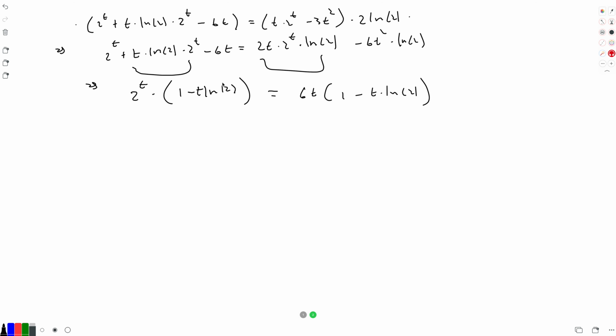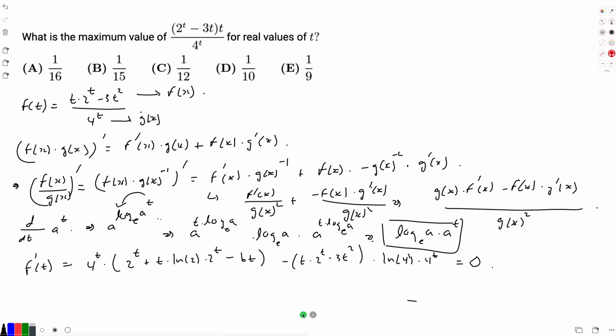Okay, and now we see that these conveniently cancel out, so we have 2 to t is equal to 6t. So we can plug this in over here. 2 to t is equal to 6t, right? So this gives us 3t squared over 2 raised to the power t. That's 4 raised to the power t is just this thing squared, which is 36t squared. Cancel this and simplify to get 1/12, and we are done.